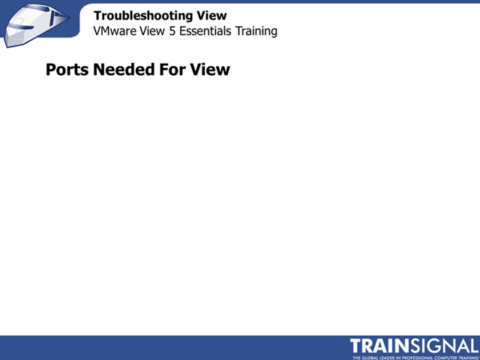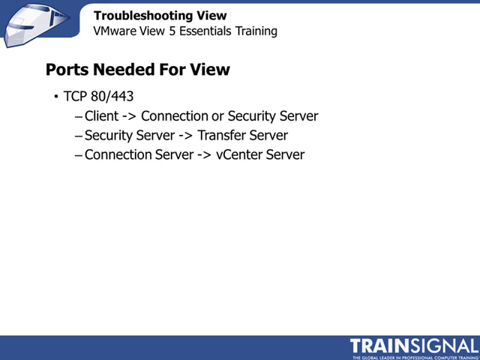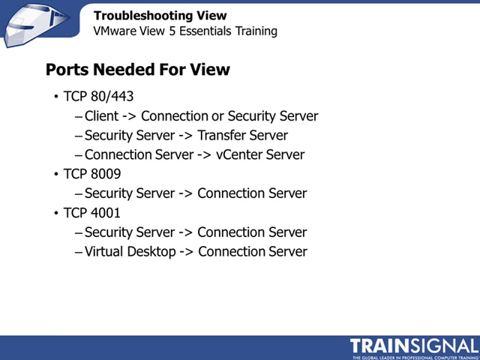So what different ports do you need to make sure to have open within the firewall? Well, first of all, you'll need to make sure TCP ports 80 and 443 are open between the client and the security server, the transfer server, and also between the security server and transfer server, and the connection server and the vCenter server. Port 8009 will need to be open between the security server and the connection server. Port 4001 will also need to be open between the security server and the connection server, as well as the virtual desktops and the connection server.